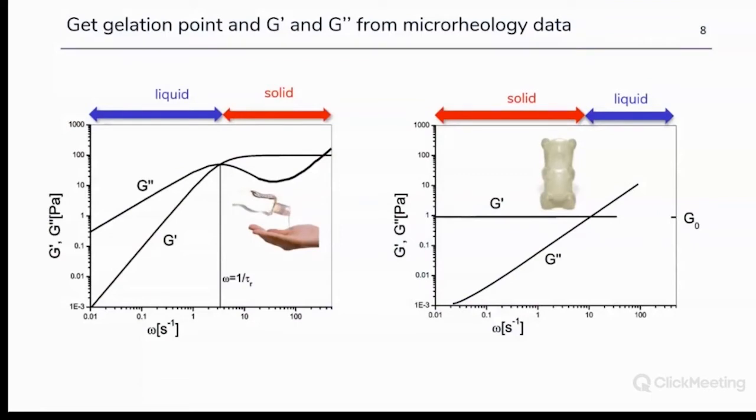Instead, if on the right side we look at the plot of the moduli corresponding to a viscoelastic solid, like a gummy bear, we see that at almost all frequencies, the storage modulus will be much larger than the loss modulus, which basically means that the sample will be solid, and only at a very large frequency is the behavior inverted, and the sample will start to show a viscous behavior.